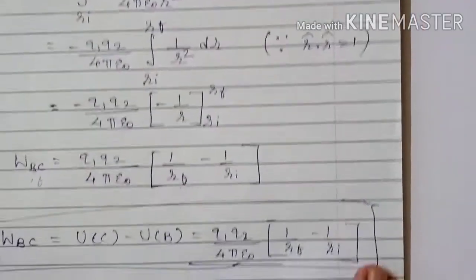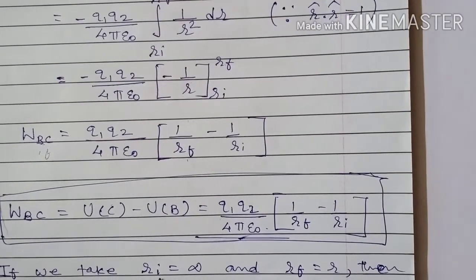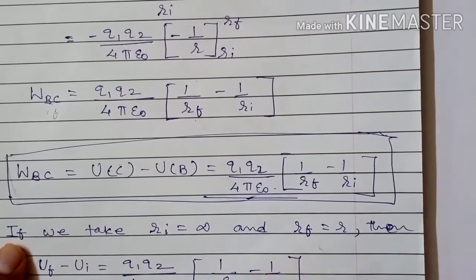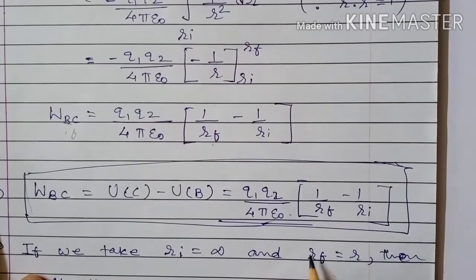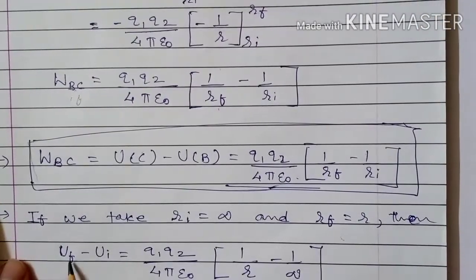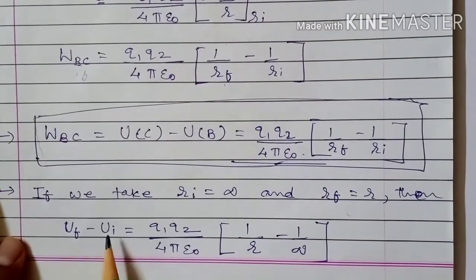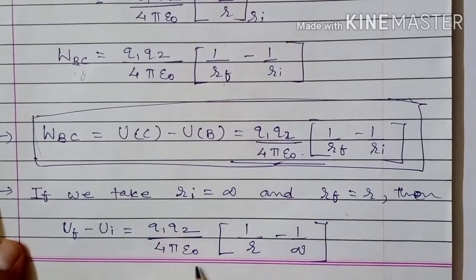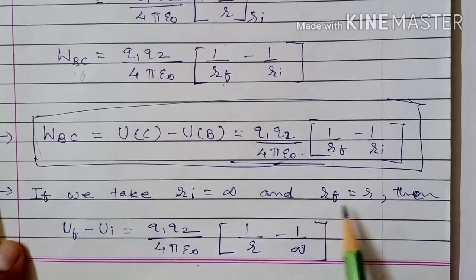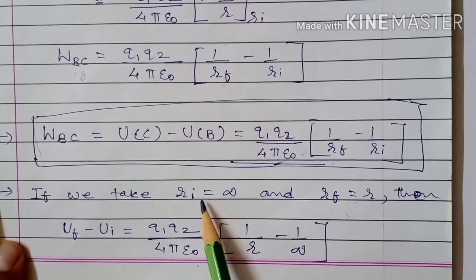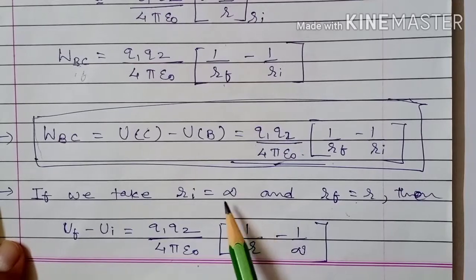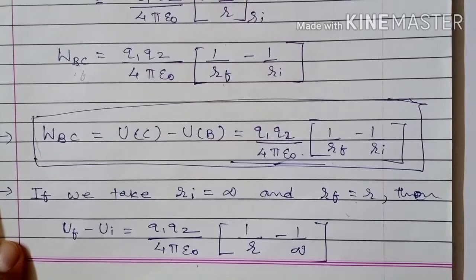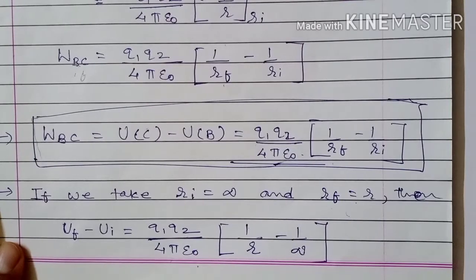So work done in moving charge Q2 from infinity to distance R from Q1 is UF minus UI, that is, final potential energy minus initial potential energy, which according to this formula is Q1 Q2 upon 4 pi epsilon naught, 1 upon Rf. Rf we have taken as R, so 1 upon R minus 1 upon Ri. Initially we started the journey from infinity, so minus 1 upon infinity. Anything upon infinity is 0, so 1 upon infinity is 0. So it can be written as Q1 Q2 upon 4 pi epsilon naught R.